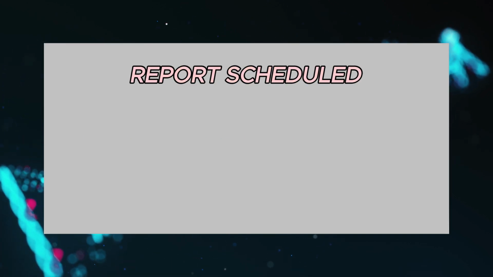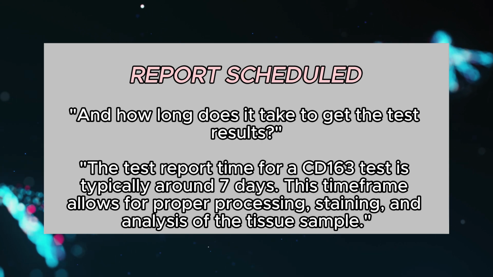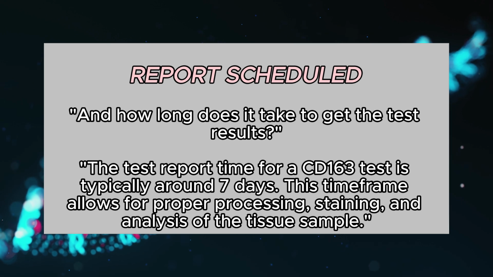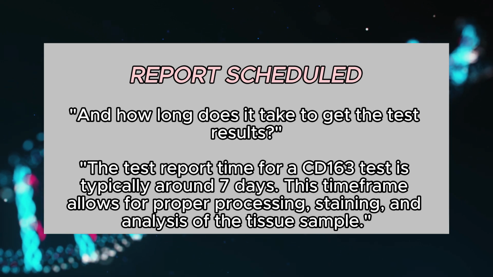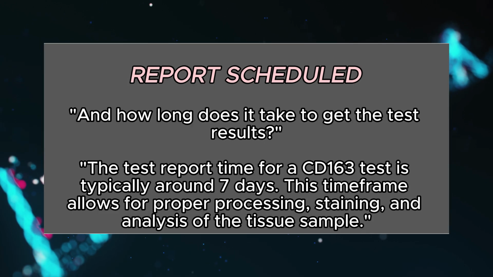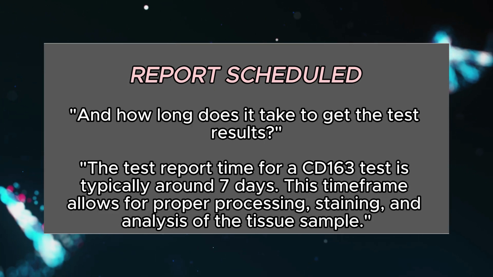Test report time. And how long does it take to get the test results? The test report time for a CD163 test is typically around 7 days. This time frame allows for proper processing, staining, and analysis of the tissue sample.